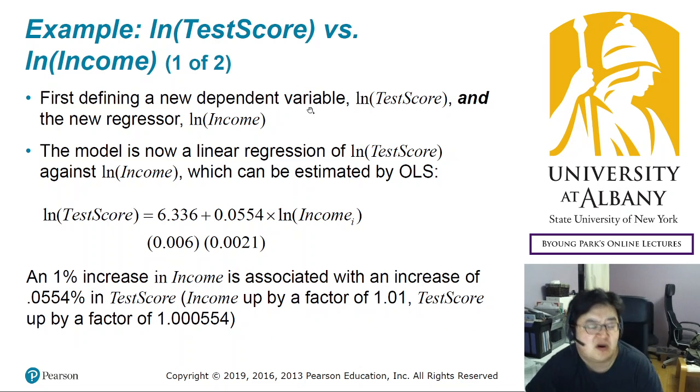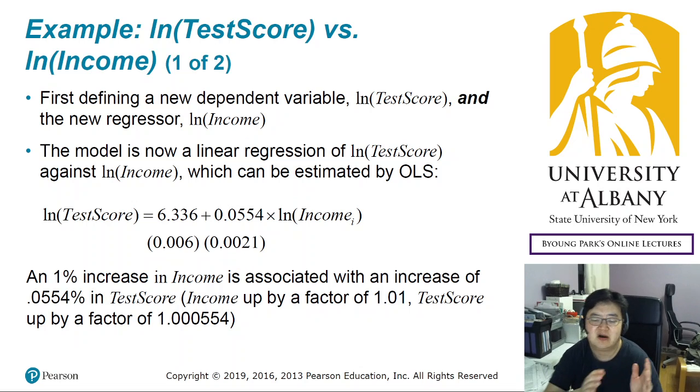And now let's apply these two ideas, log linear model and log-log model, to our example, test score and income. The implementation is simple. Just define a new random variable as log of test score and another variable as log of income. Then you may just put the correct variables into the command. Then you can obtain the regression result like this.